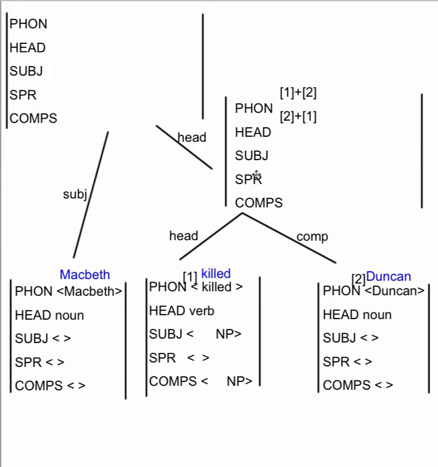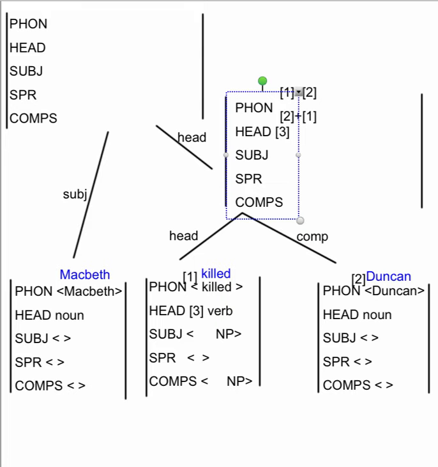The head value, the head feature principle, says that the head value of the phrase is identical with the head value of the head daughter. The verb killed is our head daughter, so its head value, let's call it number 3, is the same as the head value of the phrase.